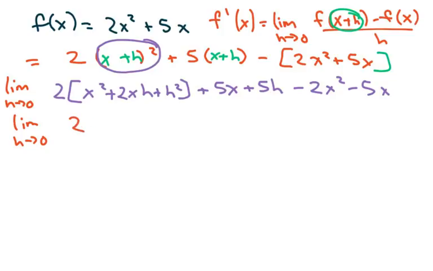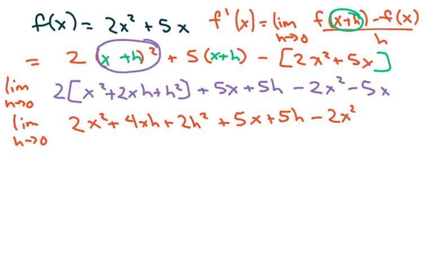So you're going to get 2x squared plus 4xh plus 2h squared plus 5x plus 5h minus 2x squared minus 5x. Now let's look at this. Everything should cancel except the things with the h's in them. So you notice these two cancel. The 5x minus 5x is 0. And we're just left with terms with h.